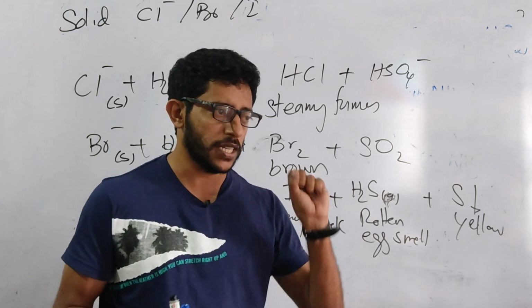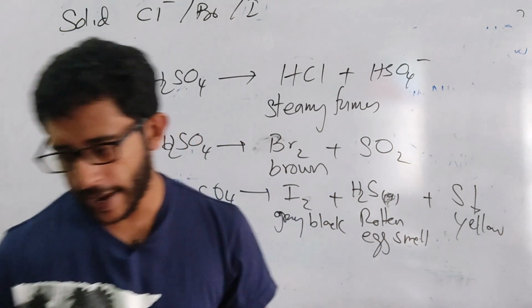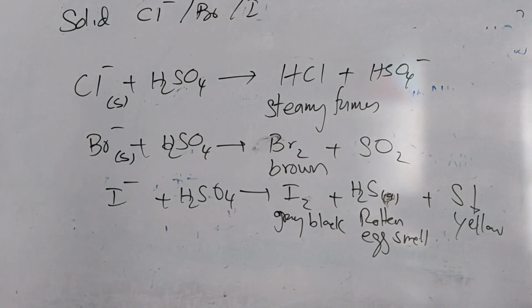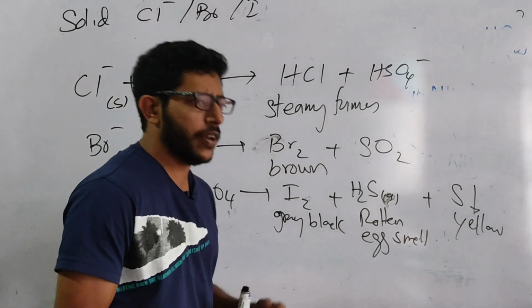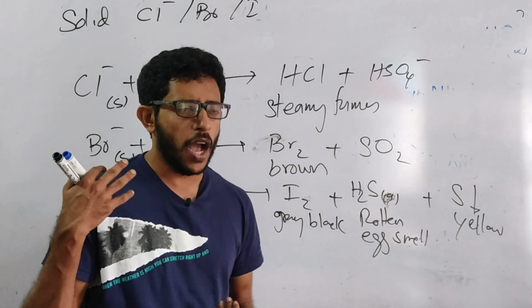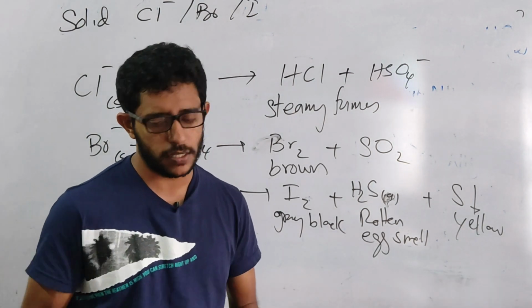So those are for the aqueous and solid chloride, bromide and iodide, and those are the common anions they ask. They normally don't ask you how to test for nitrates or how to test for chromates. They won't ask those things.